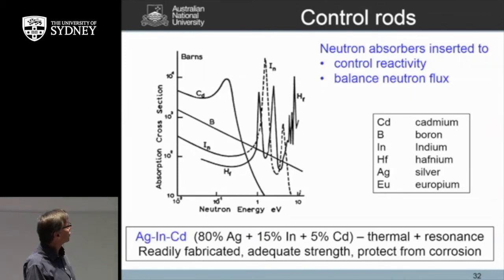We won't say a lot about control rods. These are neutron absorbers that are deliberately inserted into the reactor to control it and to balance the neutron flux. So these are chosen from materials that absorb neutrons. They can be chosen to absorb primarily at thermal energies or at what are called epithermal energies, between fast and thermal. And sometimes they can be an alloy. Here's an example: silver, indium, cadmium. So this is a good material to operate in the reactor, and it absorbs neutrons in an appropriate way to control the chain reaction.